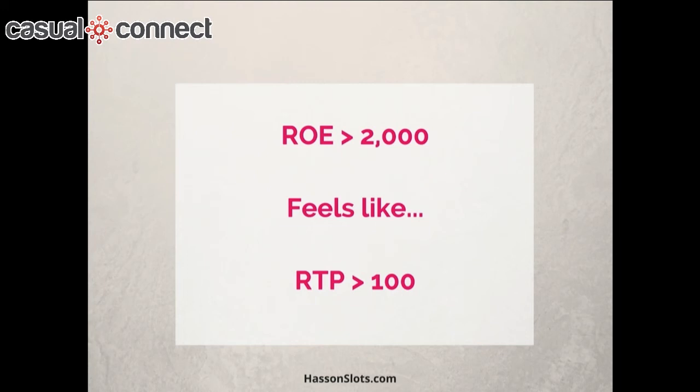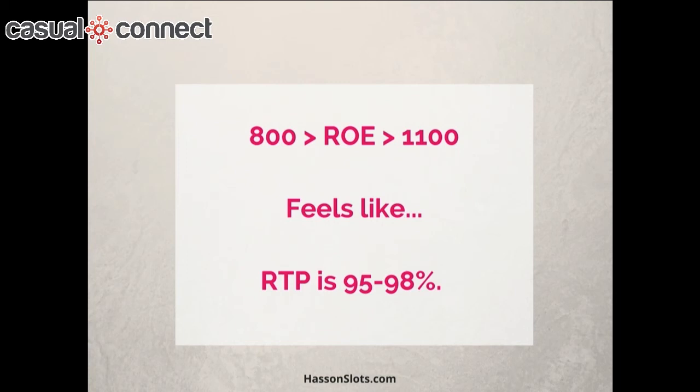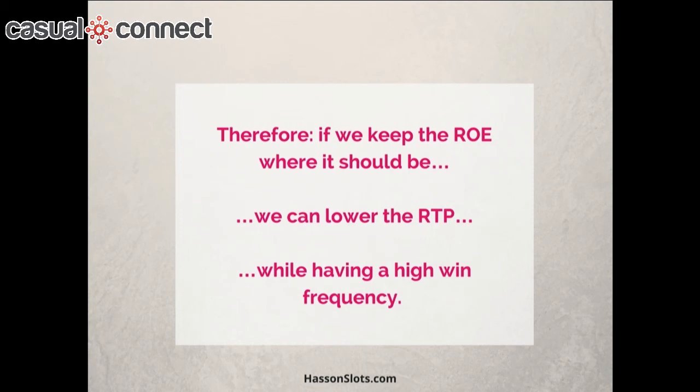Now, when the ROE, rate of exhaustion, is between 800 and 1100, that feels like a 95 to 98% RTP. All right? That's what it feels like. So if we keep the ROE where it should be, we can lower the RTP and then raise the win frequency, which is what we were trying to do in the first place. Okay? This is how it works.